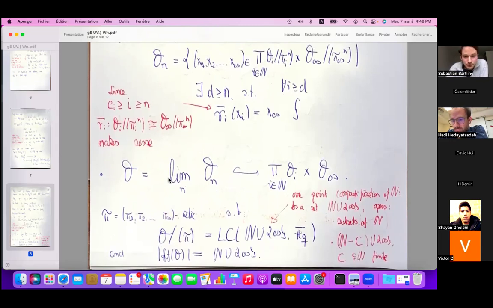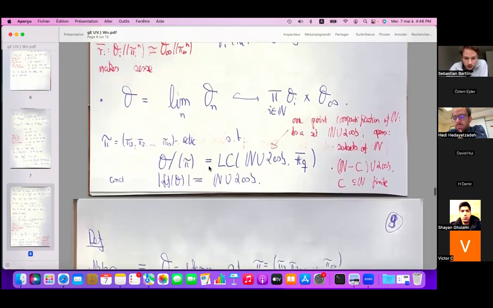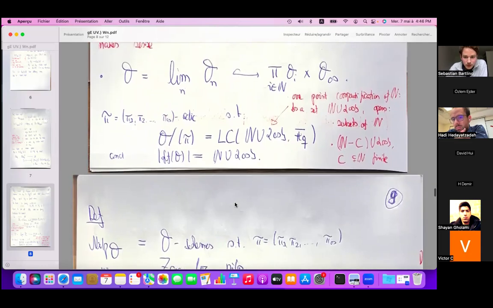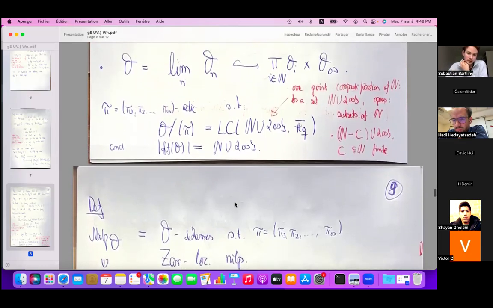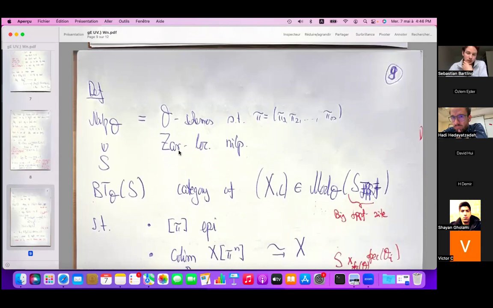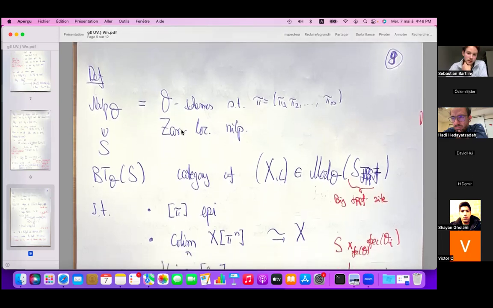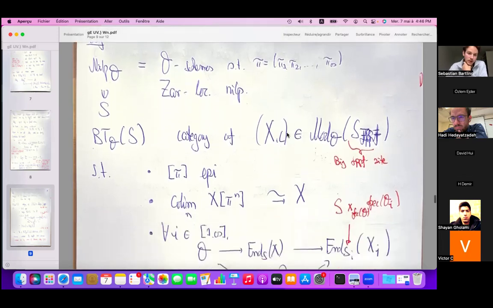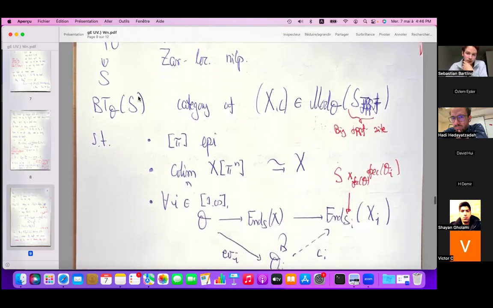Okay, so that's the ring O, and now we want to define the family version of these BTs. So I can look at nilp O, these are O schemes such that pi is locally nilpotent. And we define the following category, BTOS.